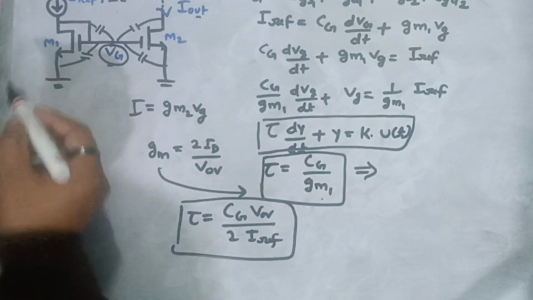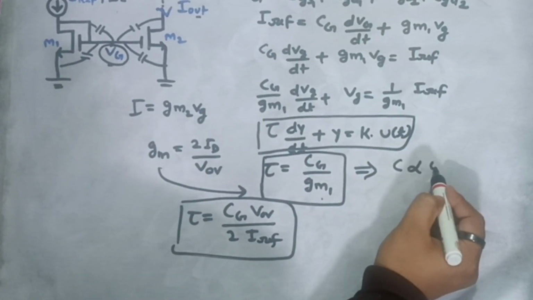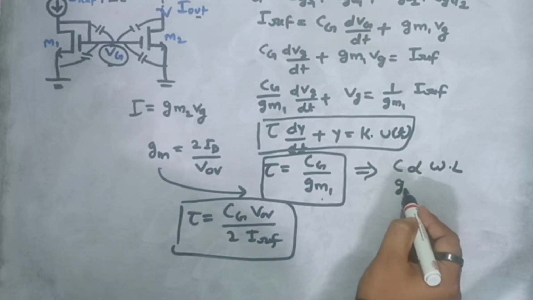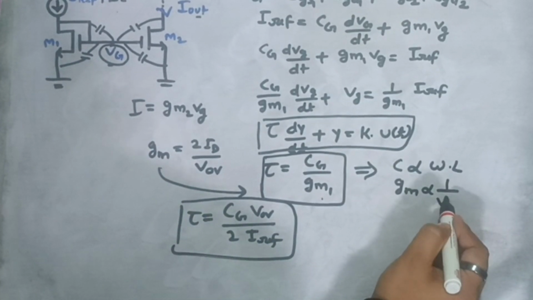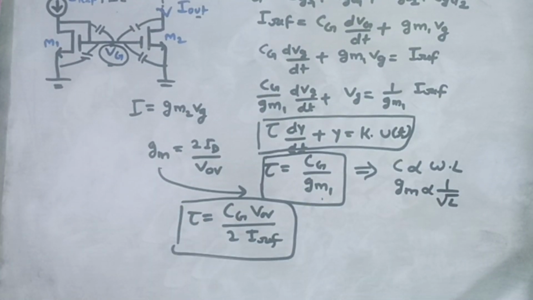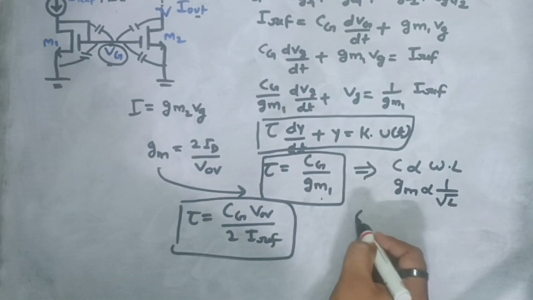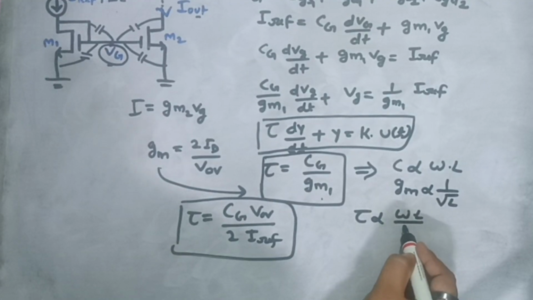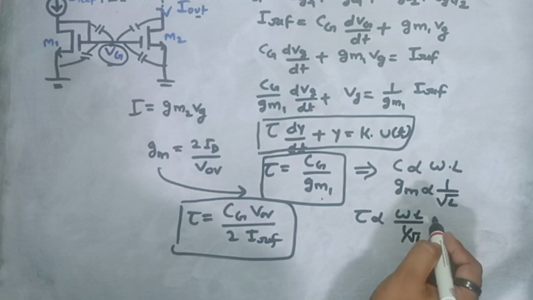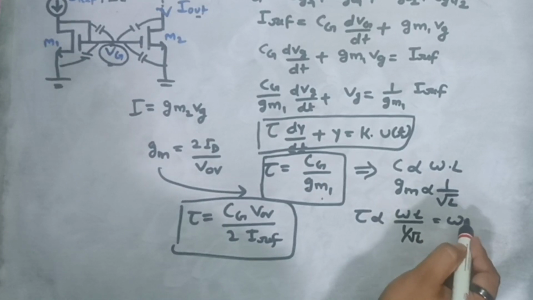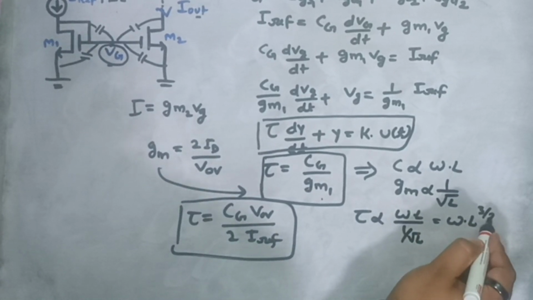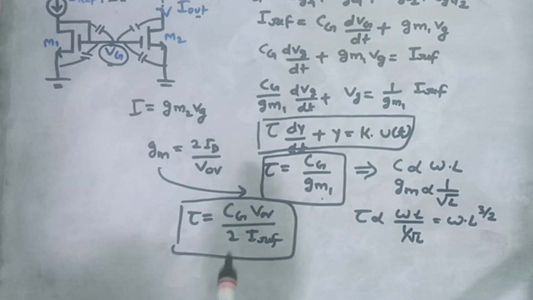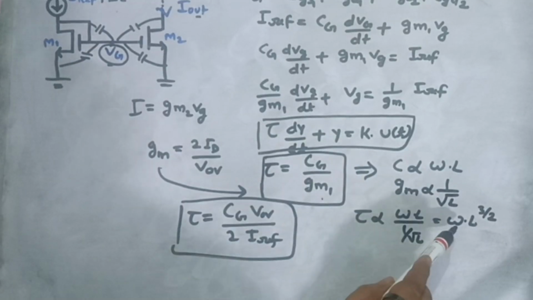If you are increasing W by L, your Cg is directly proportional to the change in area, whereas your gm is inversely proportional to length. If I combine these two effects in the tau calculation, ultimately I will get W by L into 1 upon root L. That means tau is directly dependent on W into L. If you see, the L factor is coming with a 3 by 2 power. That means the time constant is more dependent on length than width.